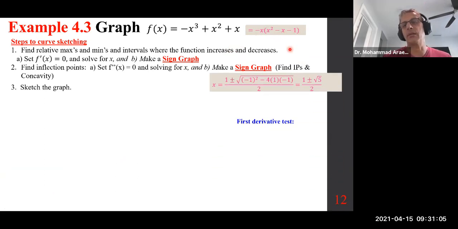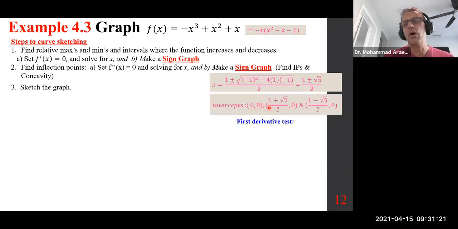Assuming everybody remembers that, I'm going to mention it. Minus b plus or minus the square root of b squared minus 4ac over 2a. Everybody remembers that. That's elementary algebra. And here's what we get. Therefore, we have 3 intercepts: (0, 0), ((1 plus square root of 5)/2, 0), and ((1 minus square root of 5)/2, 0). So if you put those 3 together with maybe a couple more points on the end behavior, you have a rough sketch.